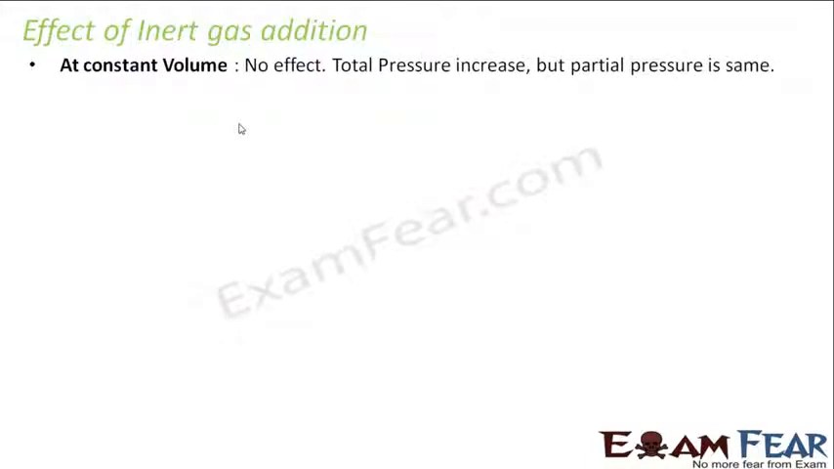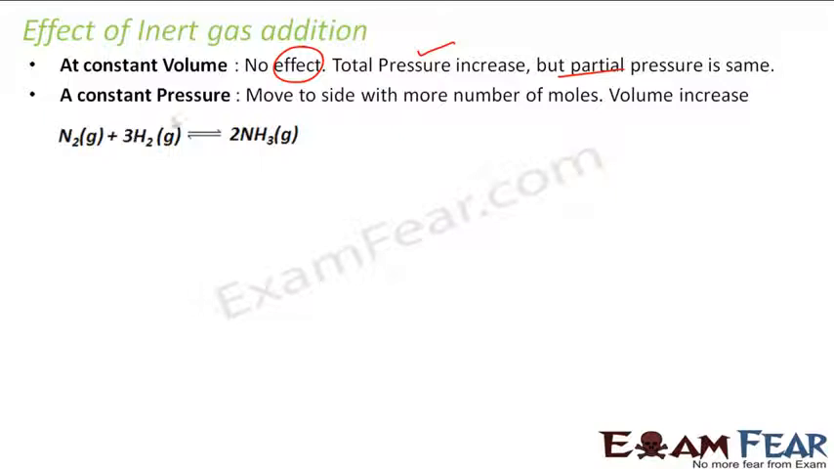Let's talk about a new effect: the effect of inert gas addition. If the inert gas is not reacting with the system, then there are two possibilities. If the volume is constant, there should not be any impact, because the volume is constant. Even if the pressure increases, the partial pressure will remain the same proportionally.